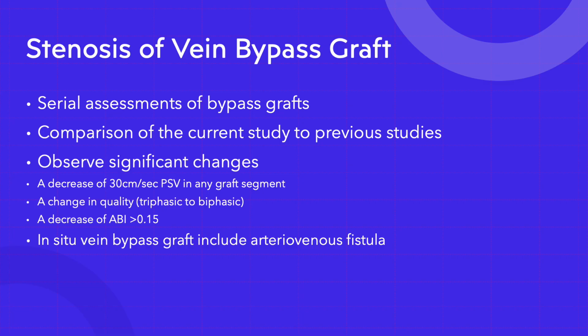Bypass graft stenosis is a little different. When you get a bypass graft, we will scan them often to check for any changes. We compare the current study to the previous studies. We're going to look for a decrease of 30 centimeters per second. If the velocity in any part of the graft is less than 30 centimeters per second, that's a warning. Also a change in the waveform, triphasic to biphasic, or biphasic to monophasic, and a decrease of ABI greater than 0.15.